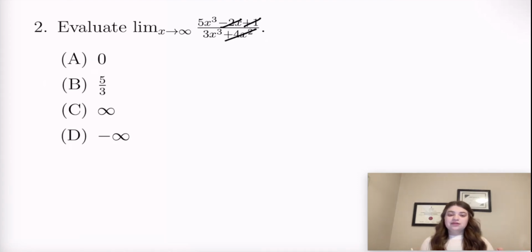So then, if the degrees are the same, we just look at the leading coefficients for each, which are 5 and 3, where 5 is the leading coefficient for the numerator, and 3 is the leading coefficient for the denominator. And so therefore our final answer would just be B, which is 5 over 3.